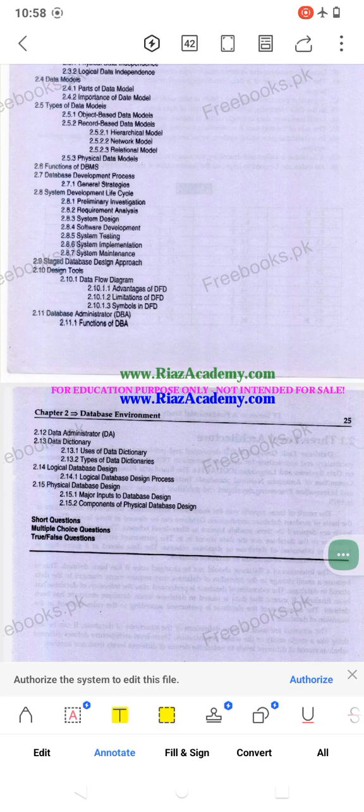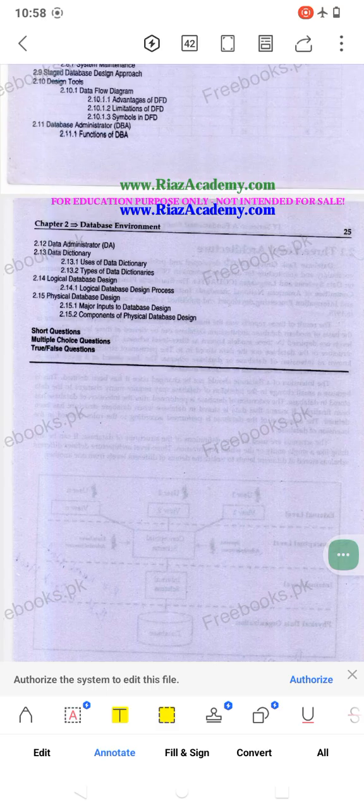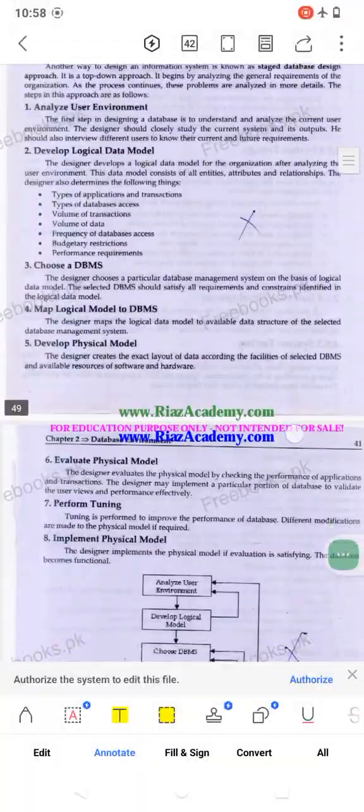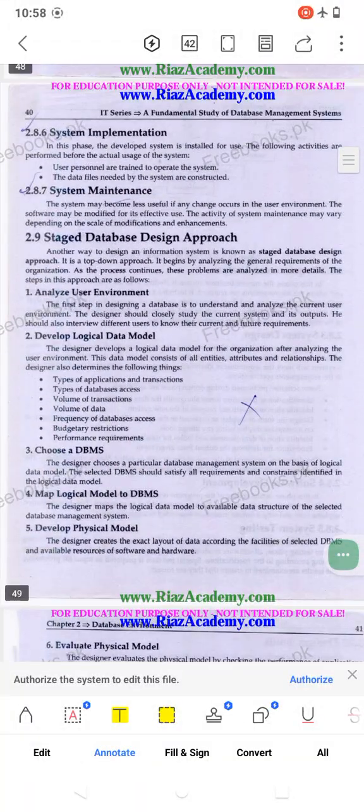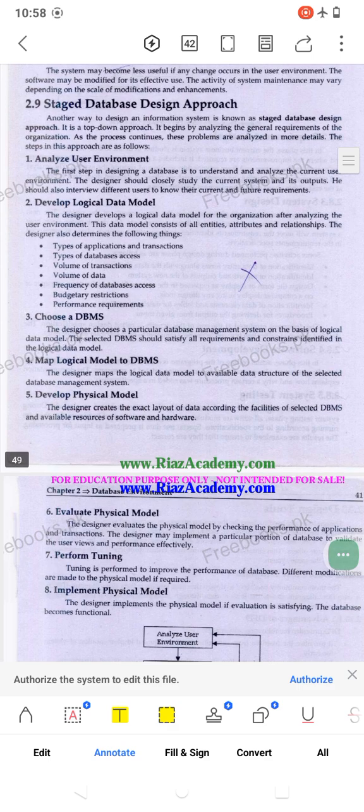Now come to the next topics: data dictionary, logical database design and physical database design. Let's start today's lecture with these, from section 2.13 onward. But if you have any query in previous topics, you may ask in the physical class.